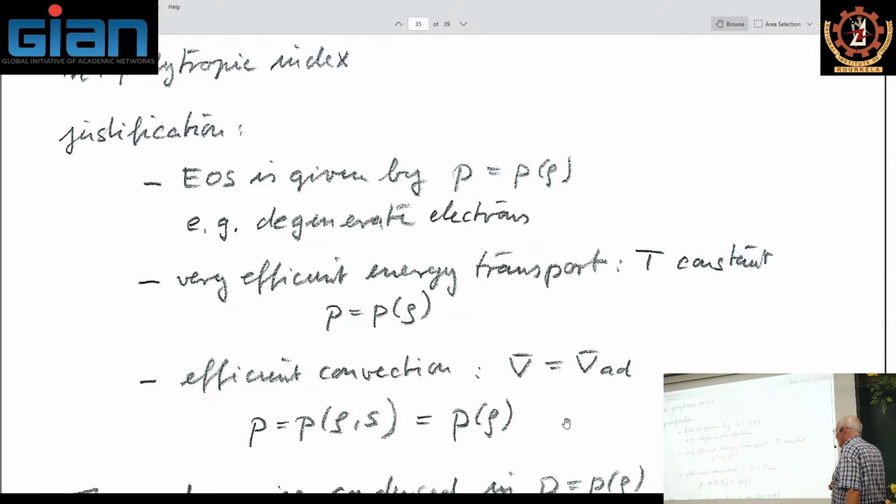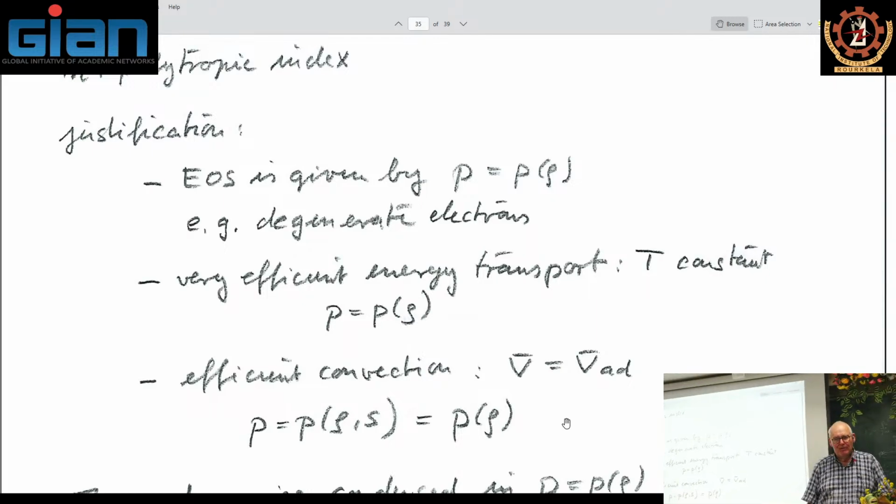Another way of obtaining such a relation between pressure and density would be to assume that the logarithmic derivative of temperature with respect to pressure, nabla, is equal to the adiabatic value.